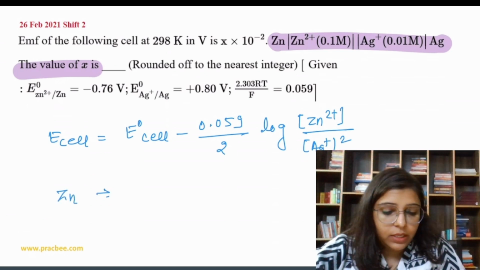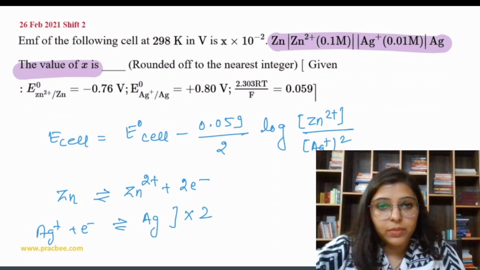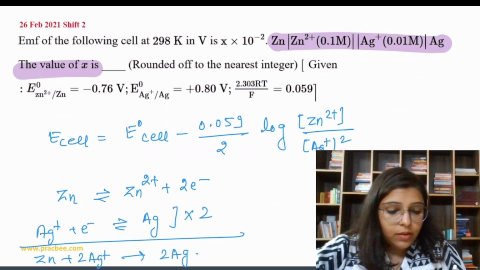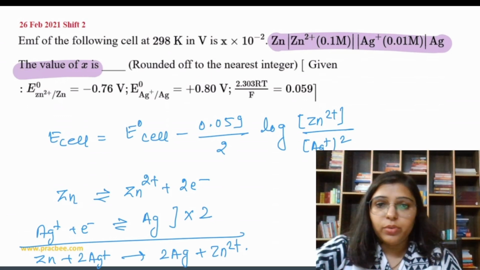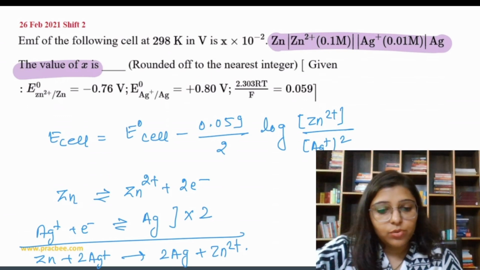Why Ag+ square? Because if we write the complete equation, zinc gives zinc 2+ and 2 electrons, and Ag+ accepts 1 electron and converts to Ag. So obviously the lower equation we have to multiply by 2. When we multiply by 2, we get the overall equation as zinc plus 2Ag+ gives 2Ag plus Zn2+. So that's why we have to do this. Now the question is simple. You have to put all the values and solve it.